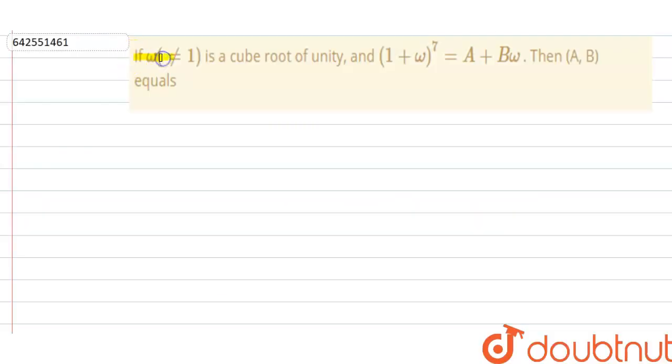So our question is, if omega is not equal to 1 is a cube root of unity and (1 + omega)^7 is equal to a + b omega, then we need to find a and b.